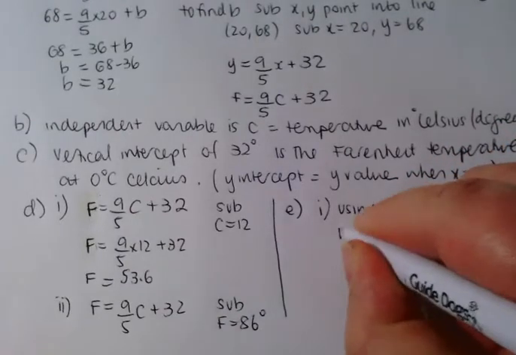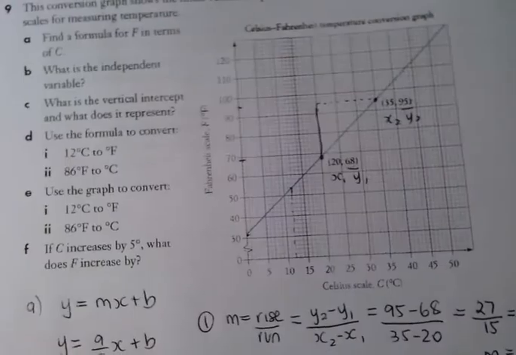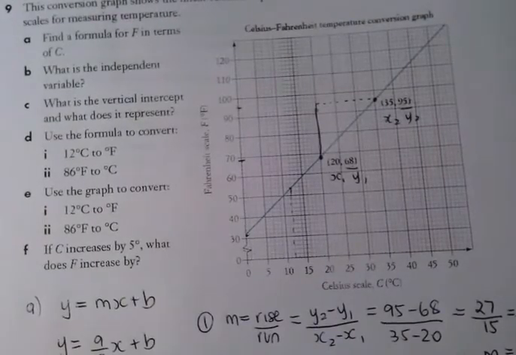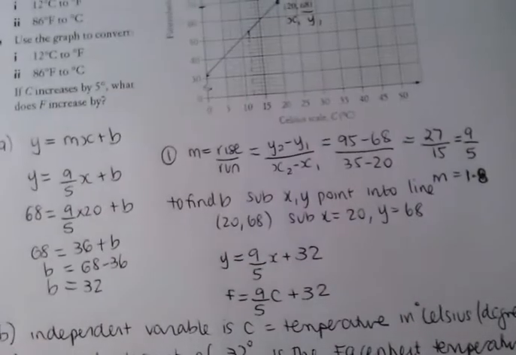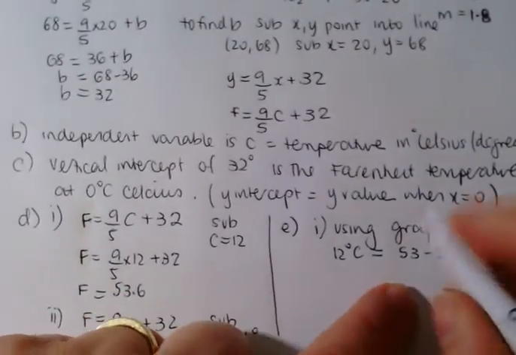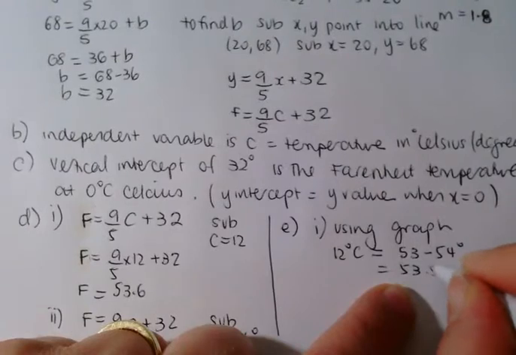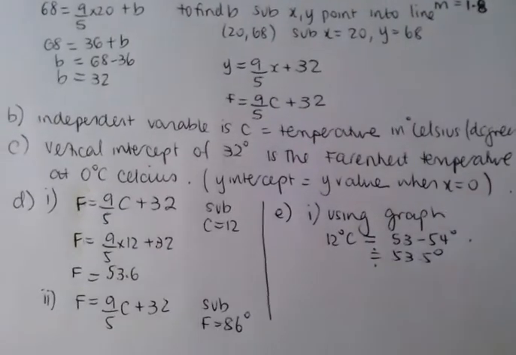So if you're using the graph, we could say that 12 degrees Celsius equals approximately, I'd say, just under 54 degrees. So maybe between 53 through to 54 degrees, okay, somewhere about 53 to 54, or you could say 53.5 degrees approximately, okay? But you can't really see it very well.